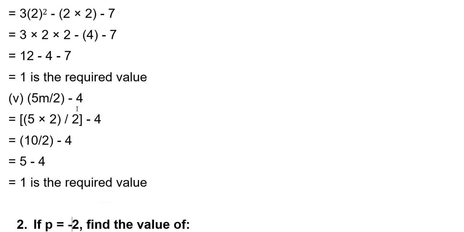Fifth problem, 5m by 2 minus 4. Substituting the m value, 5 into 2 by 2 minus 4, that is 5 into 2 is 10, 10 by 2 minus 4, that is 10 by 2 is 5, 5 minus 4 equals 1. So 1 is the required value.